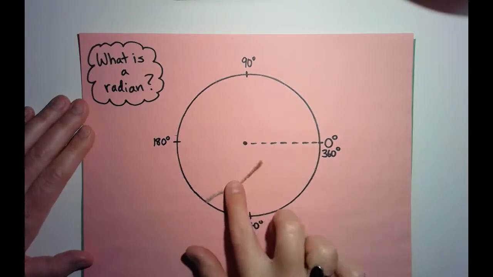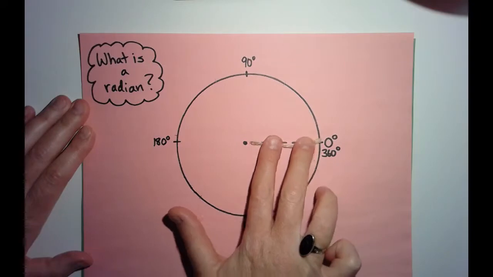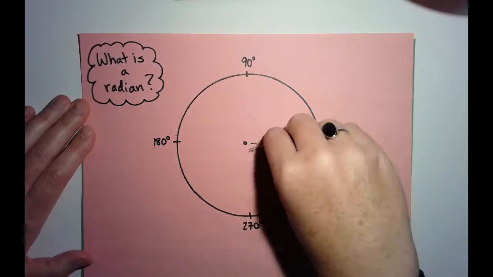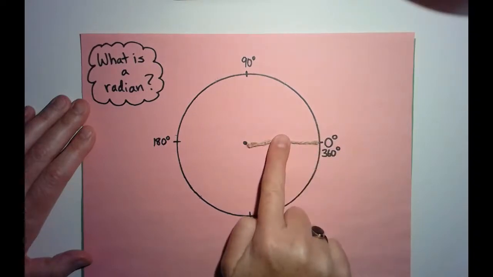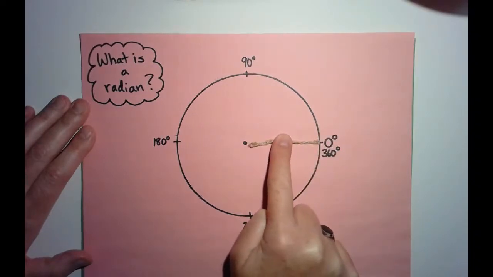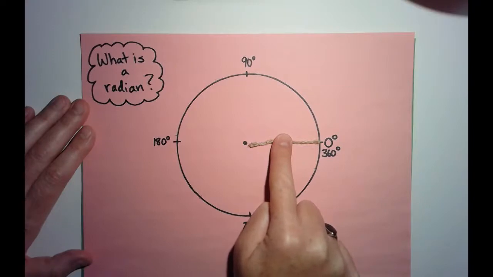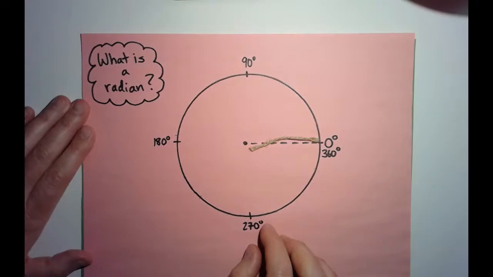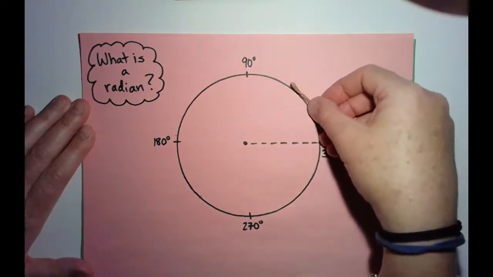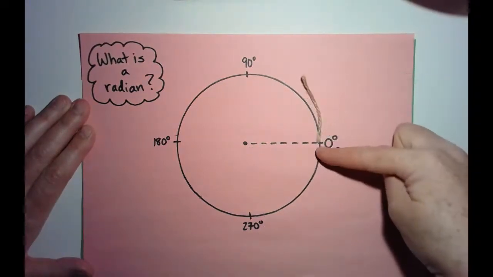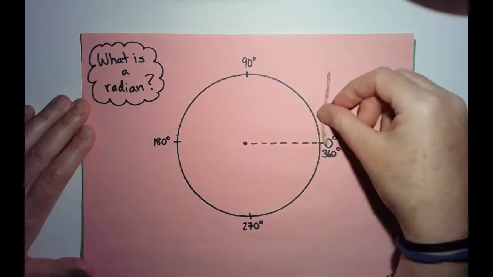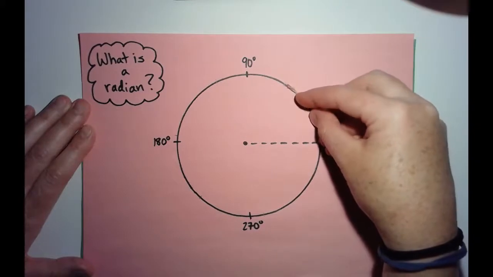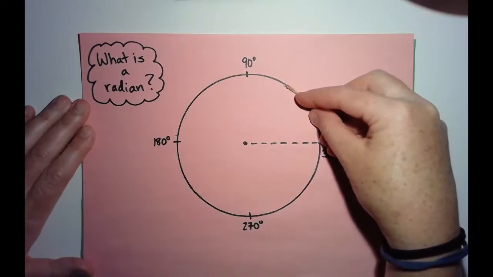So what I've done is taken a piece of string and I've cut it to be the length of the radius of this circle. I know it's not laying completely flat, but you can tell it's about the length of the radius of this circle. So I'm going to show you how many radians it takes to go the same distance we go in degrees. If we start at 0 degrees with my radius here, I've got the string that's the length of a radius of my circle. And I start to measure around the edge of the circle.